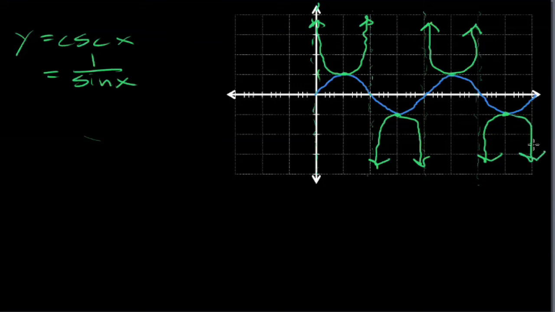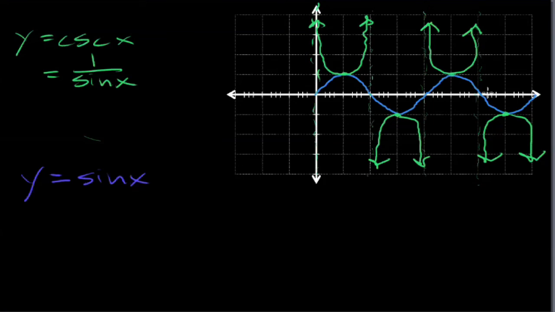Okay, so the green is cosecant and the blue is, oh, that's not blue, sine of x. Okay. And that's how you would do it, like cosecant. I just graph sine first, and then I mark off the asymptotes and mark off the maxes and mins. If you have an amplitude, it just stretches everything.